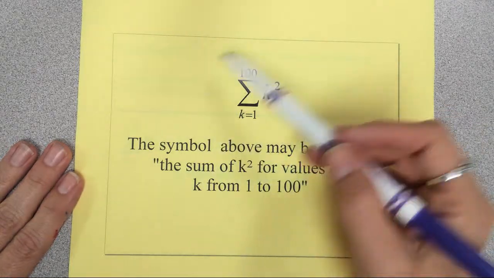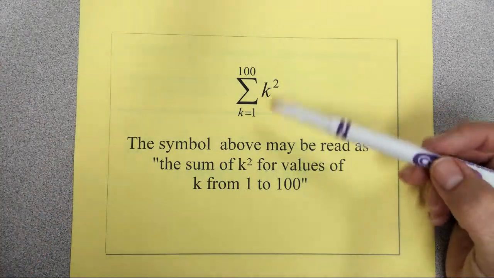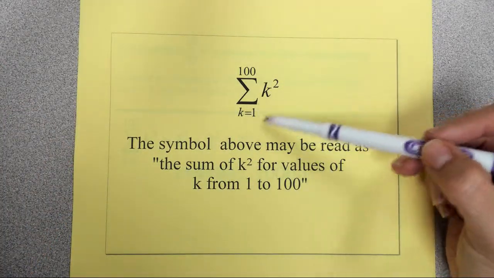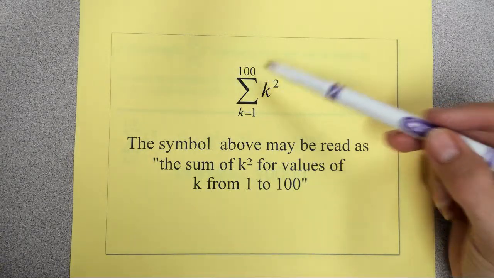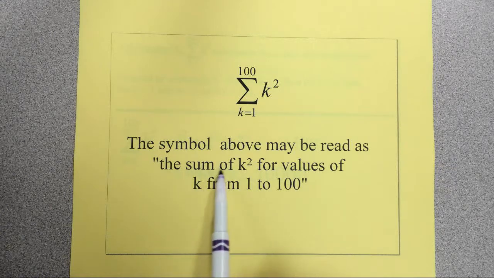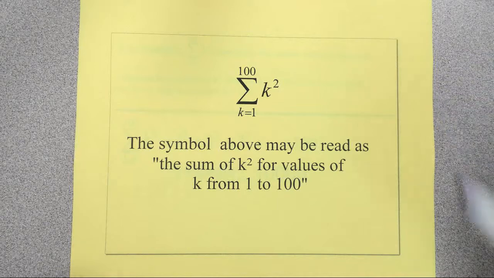So if you see something like this, this is your sigma, and the number at the bottom tells you where to start your series, and the number at the top tells you where to end your series. You read this as the sum of k squared for values of k from 1 to 100.